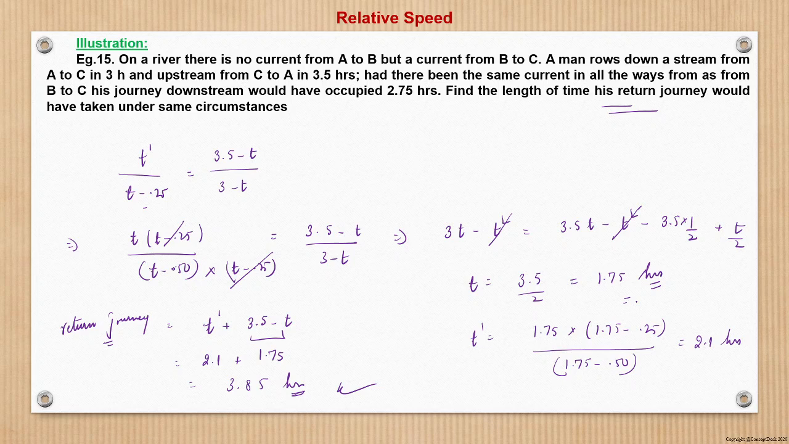T we get as 1.75 hours, and T we had assumed to be the time taken to cover the AB part at the speed of the boat in still water, when there is no flow. So that is 1.75 hours. From there we found the value of T dash, which is 2.1 hours, and then we added to find the total return journey in case 4, and that is 3.85 hours. This is a good problem. Various concepts we used and then got to this answer.